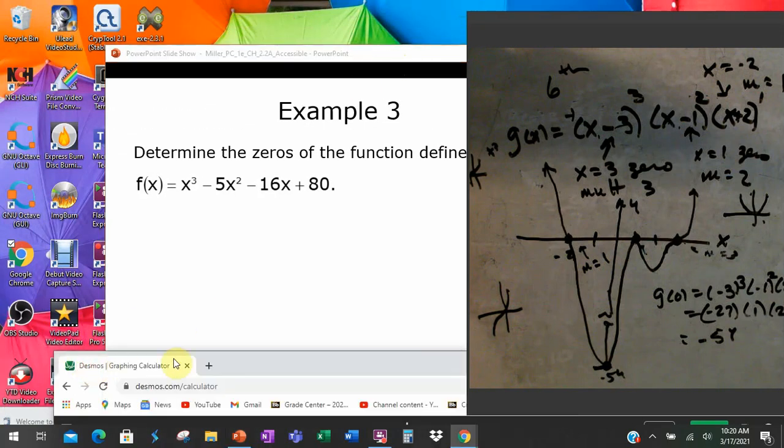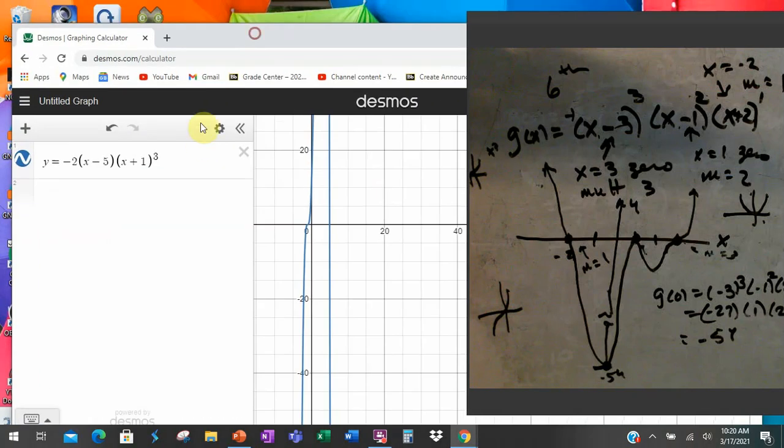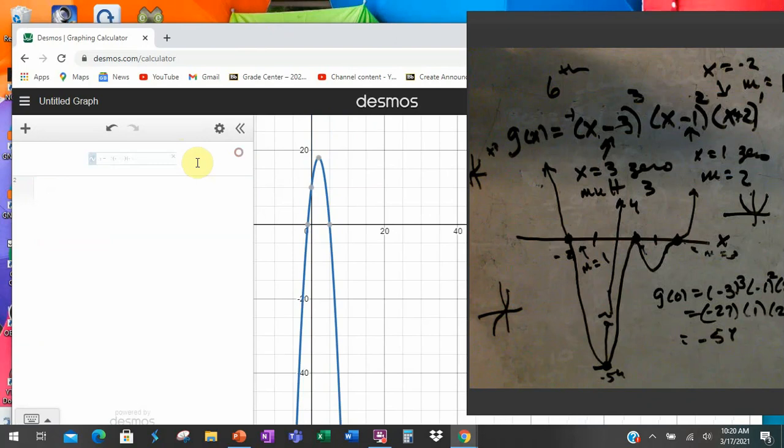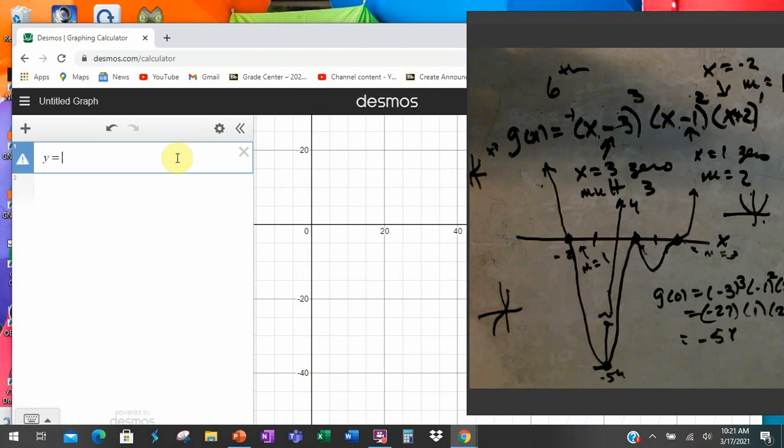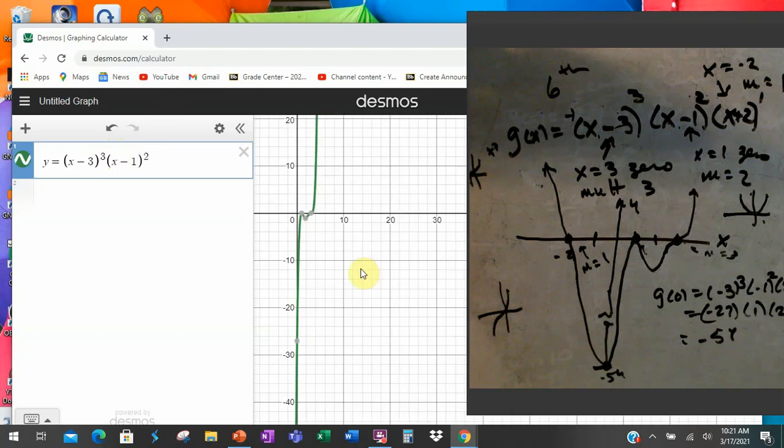So I'm going to do Desmos again. Let's see what the real thing looks like and see how much we can match up. I think I got it better if I just start over again. Y is equal to x minus 3 cubed. You see with that little piece right there, that goes through the 3. Then x minus 1 squared.